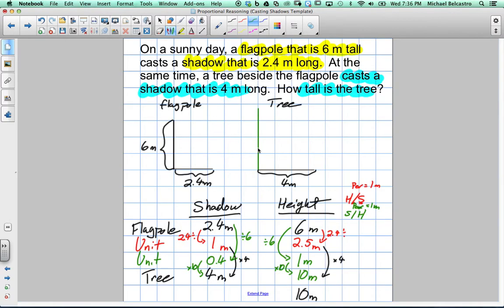So it didn't matter which unit rate we used, we were able to figure out that the height of the tree in this case must have been 10 meters.